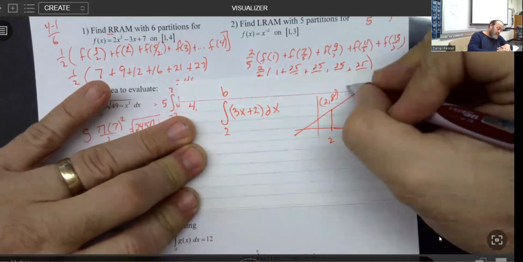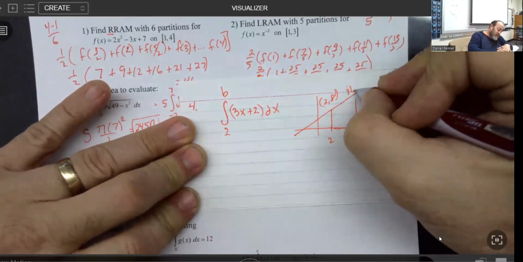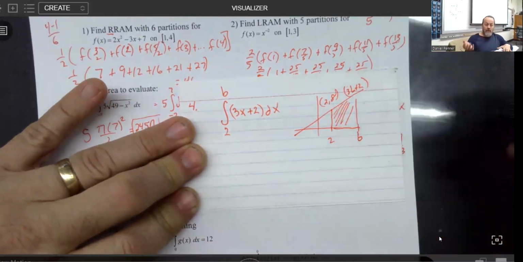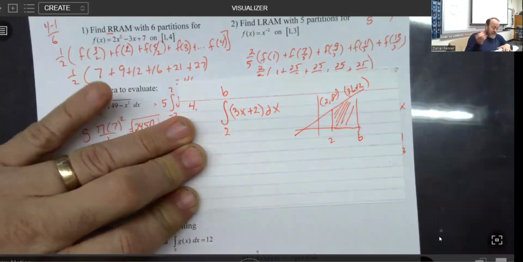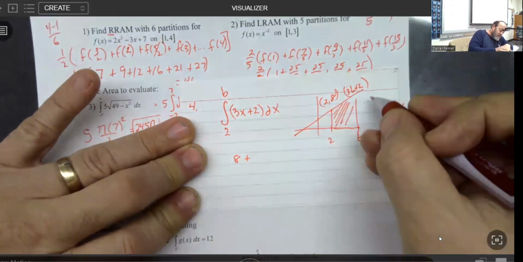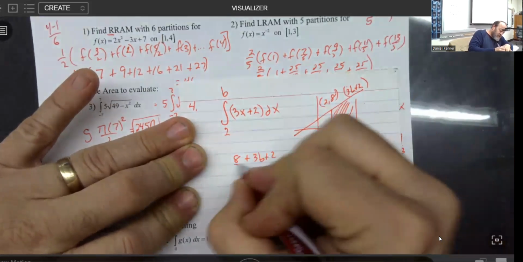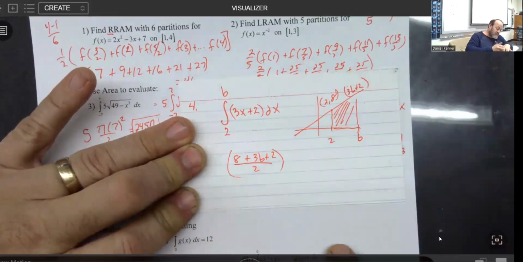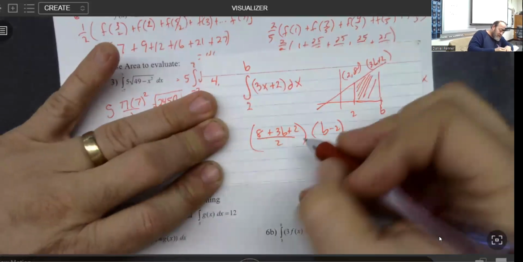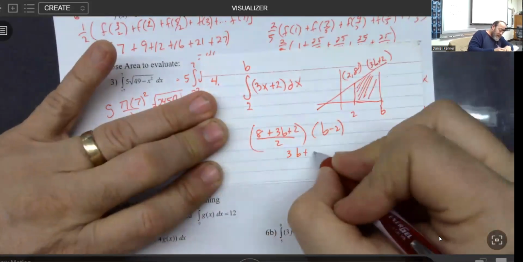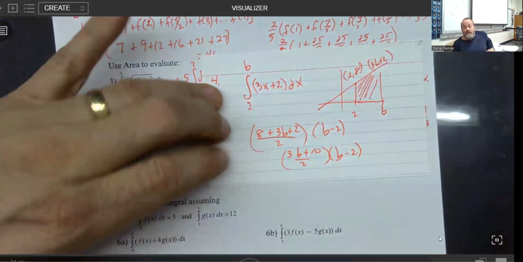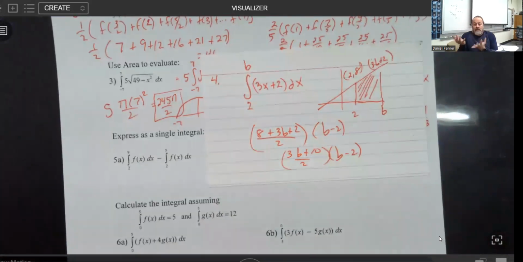This coordinate over here, it'd be 3b plus 2. And so if I wanted to find the area of the shape under the curve, that area accumulation, I'm looking for the area of that trapezoid, which is base 1, 8, plus base 2, 3b plus 2, divided by 2, times the thickness, which is b minus 2. Now, that may seem a little bit obnoxious, but I've got 3b plus, say, 10 over 2 times b minus 2. And literally, there's nothing more that I can do with that problem, right? Because I don't know what b is.